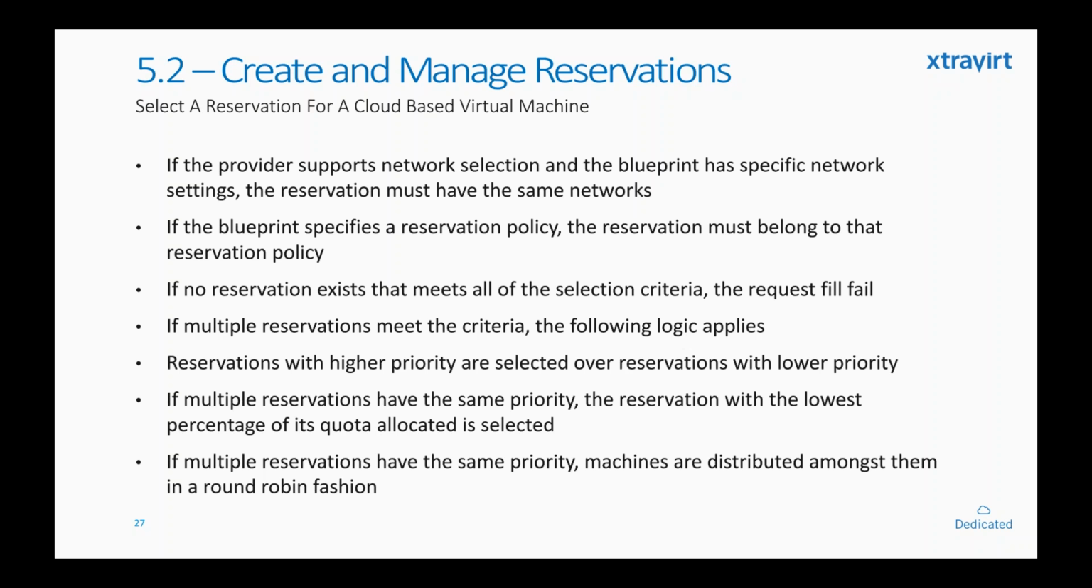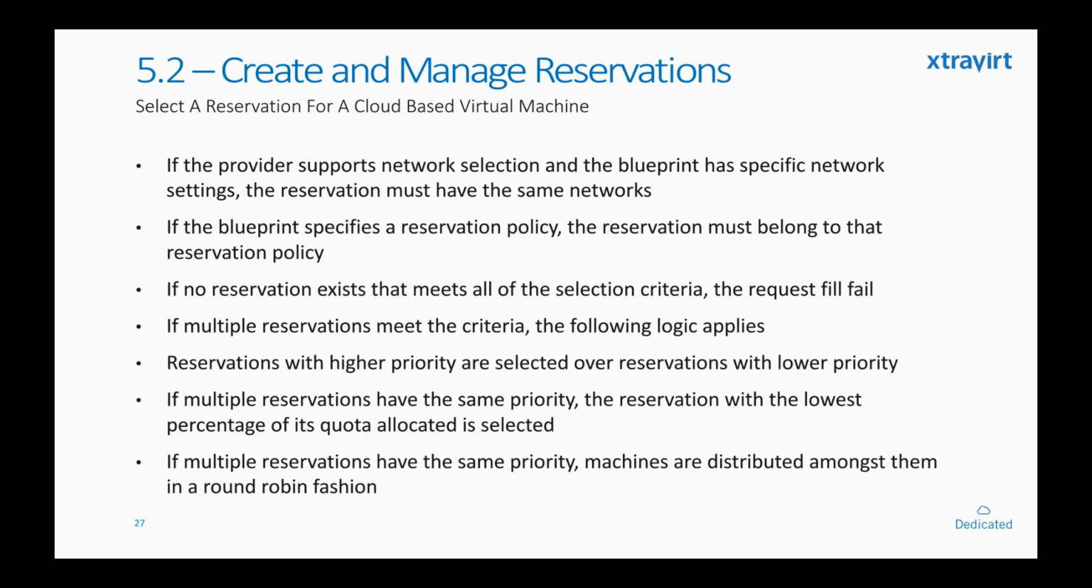So if the provider supports network selection and the blueprint has specific network settings, the reservation must have those same networks specified within it. Same thing for a reservation policy, it must have the reservation policy set correctly. The reservation must belong to that reservation policy. If there's no reservation that meets all the selection criteria, the request will fail and nothing will be deployed.